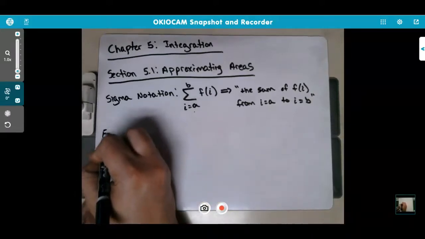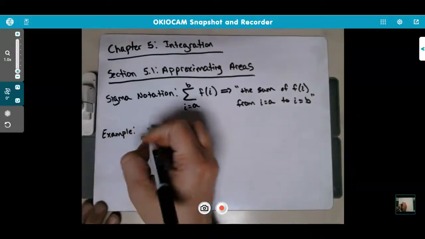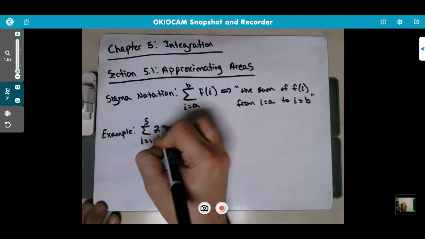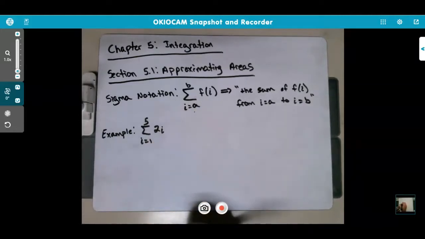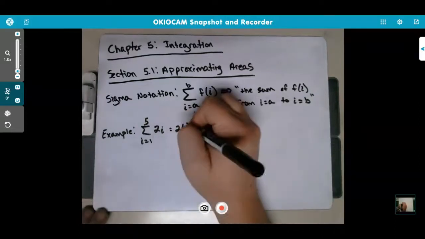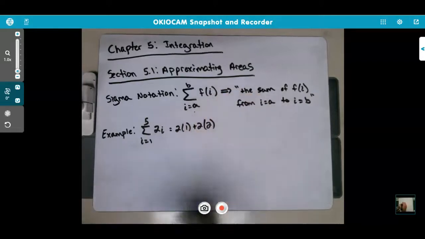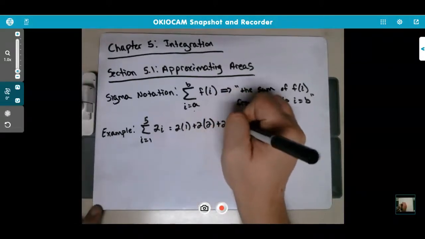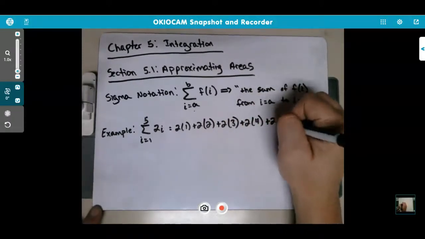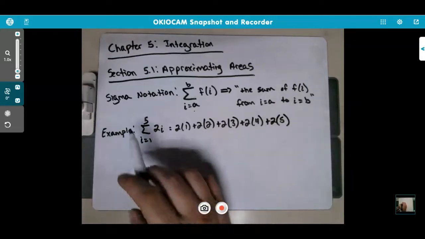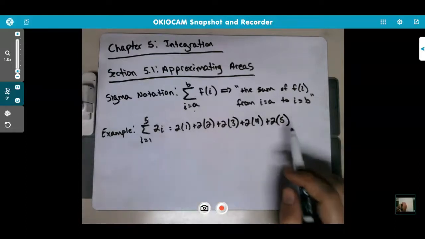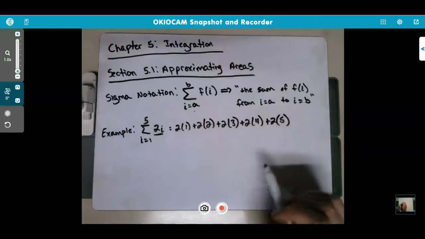So as an example, let's do the sum from I equals 1 to 5 of 2I. What this means is I'm going to start by plugging in a 1. So I'm going to do 2 times 1. Then plug in a 2, 2 times 2. Then plug in a 3, 2 times 3. Then plug in a 4, 2 times 4. Then plug in a 5, so 2 times 5. And then I know I can stop there because I'm saying from 1 to 5. So once I plug in a 5 into 2I, I stop.